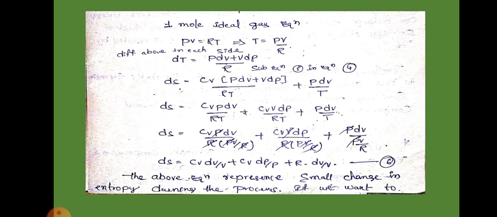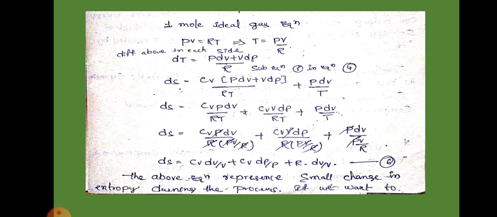So differentiate the above equation on both sides, that is dT is equal to (PdV plus VdP) by R. So substitute equation number 5 and equation number 4, that is dS is equal to Cv of (PdV plus VdP) by RT plus PdV by T. So finally dS is equal to Cv PdV by RT plus Cv VdP by RT plus PdV by T.